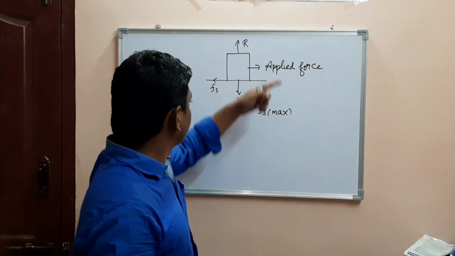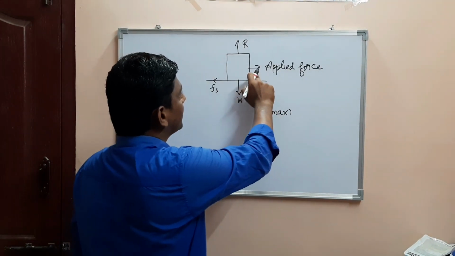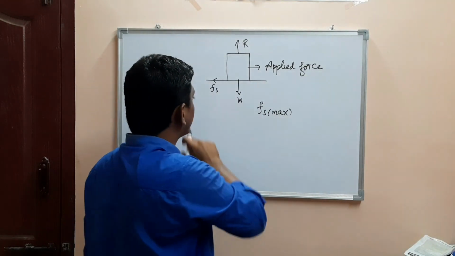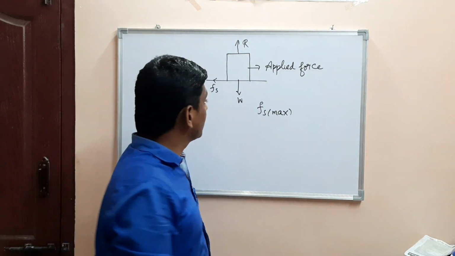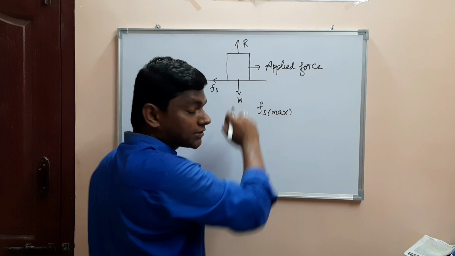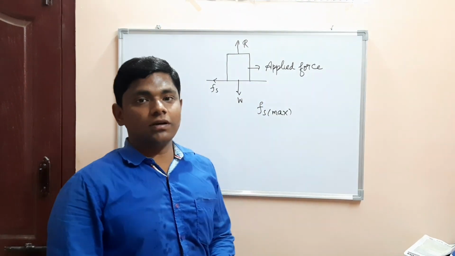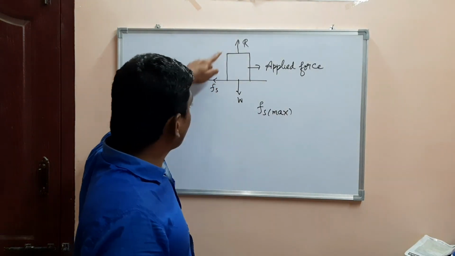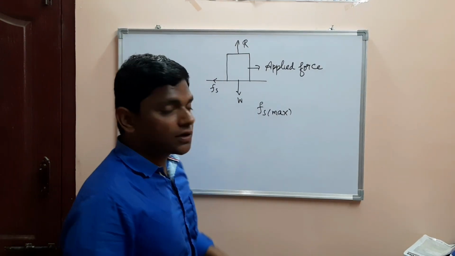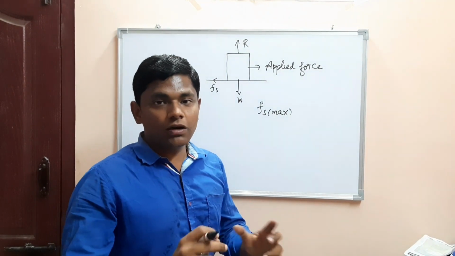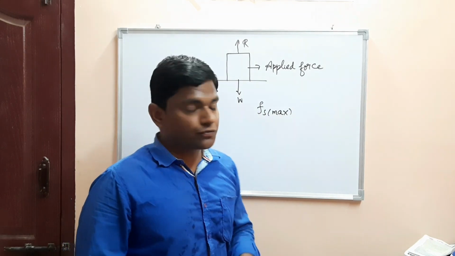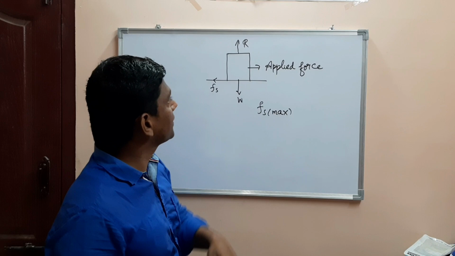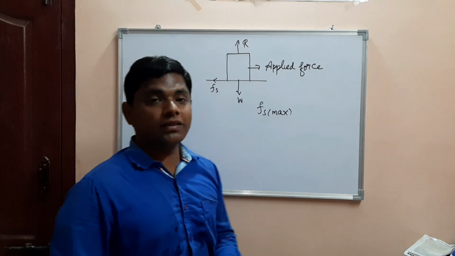Look at this picture. Here I have applied a force, but the body still remains in rest position. So the static friction has come into picture. The weight of the body actually acts downwards. According to Newton's third law, every action has an equal and opposite reaction. Since the body is in rest position and the weight of the body acts downwards, an equal and opposite force called normal reaction force actually acts in the upward direction. That force is denoted by the letter R.